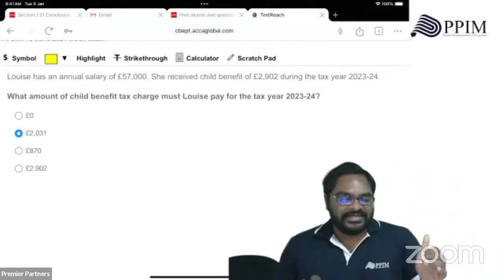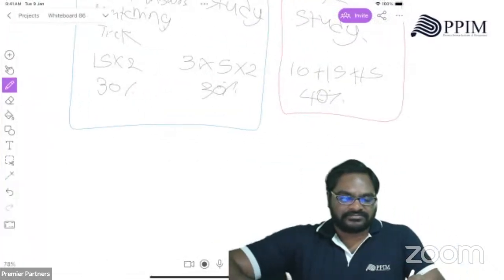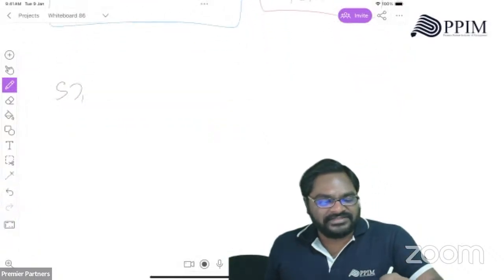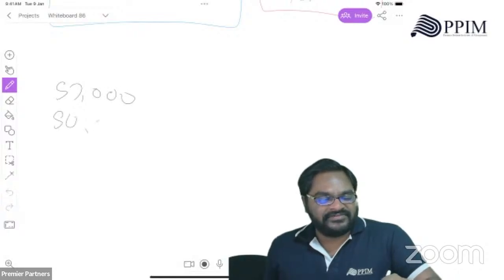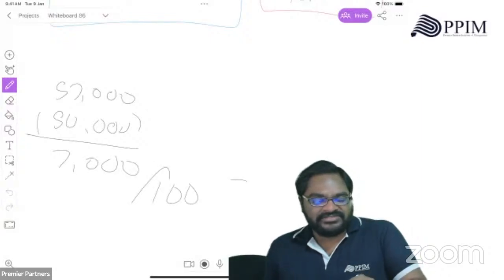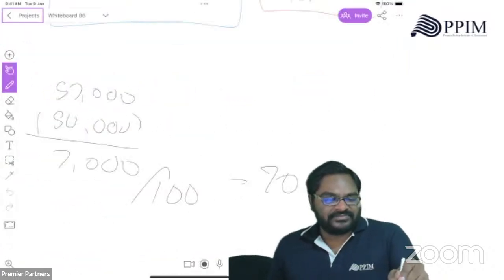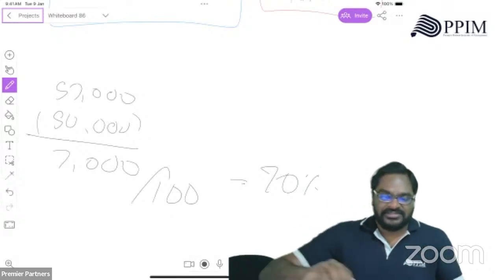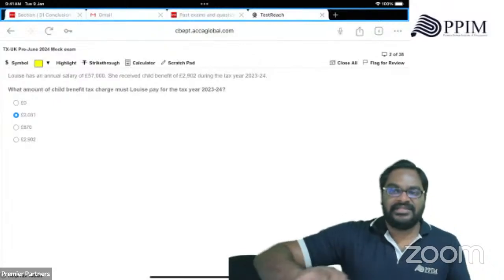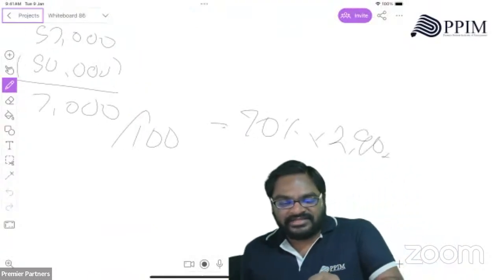Agree? So here you have 57,000. So the limit is 50,000. So you have 7,000 excess. Divide by 100 means you have 70 slots. So 70 slots means you are having 70%. So the child benefit received is 2,902. So this into 70%. What's the answer?